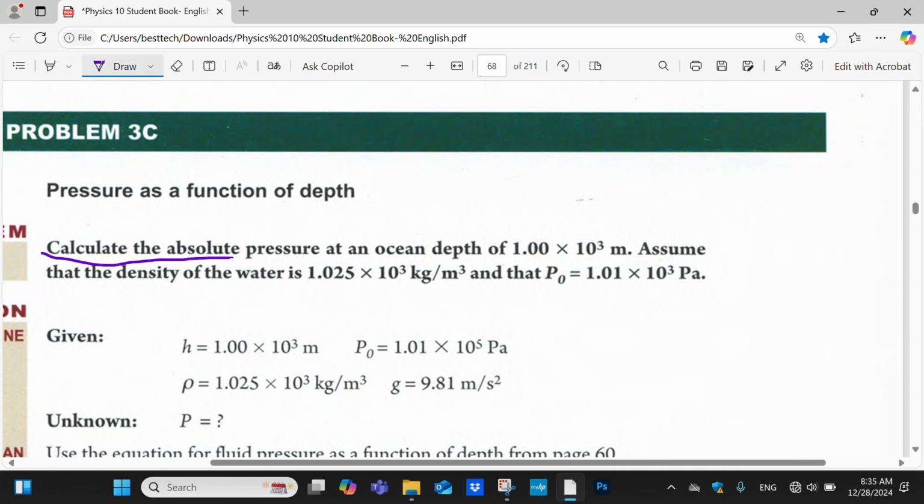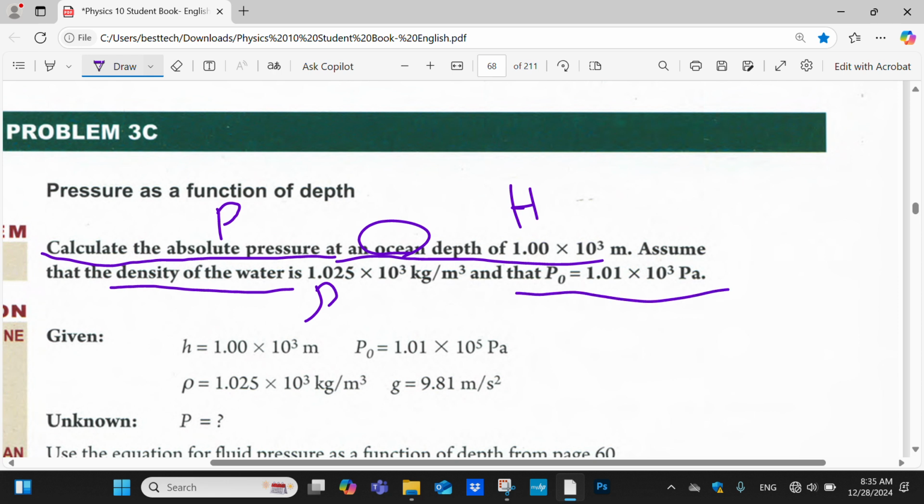Calculate the absolute pressure. Absolute pressure means find the total pressure, P, at the ocean depth H. Assume the density of the water is a bit different here, because the ocean water is salty, not like the fresh water we drink at home. So this is the density of the ocean, and P naught, the atmospheric pressure. This power is wrong, it has to be 5.